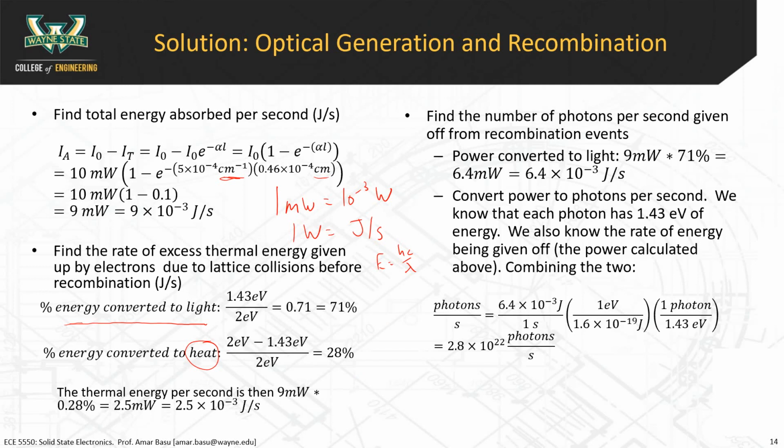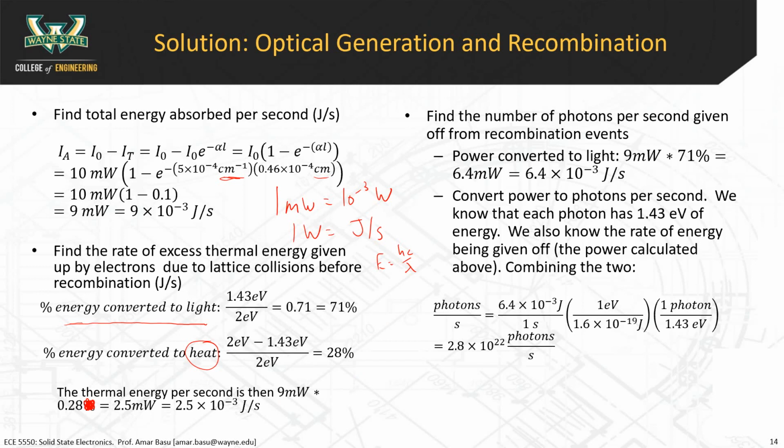So the thermal energy per second is 9 milliwatts times 0.28. Not 0.28%, that would be much lower. 9 milliwatts times 0.28 is 2.5 milliwatts, or 2.5 times 10 to the negative 3 joules per second. So that's the amount of energy being given off.